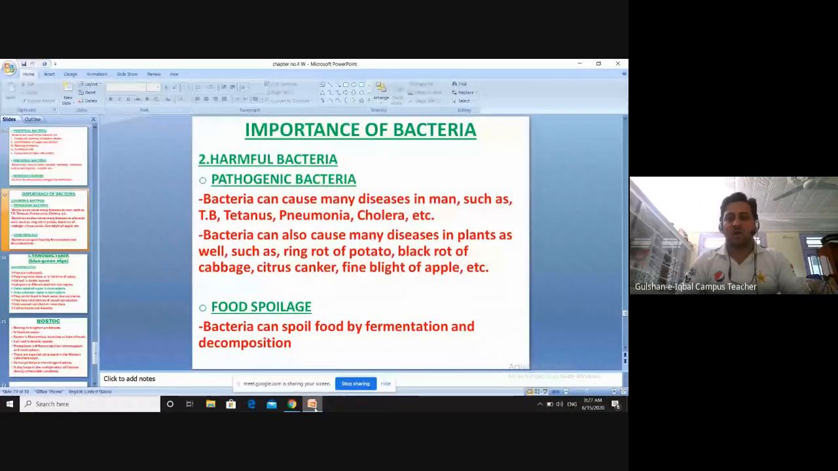Then we are having the spoilage of food. Bacteria can cause a big spoilage to the food as well. If we leave the food for some time, the bacteria can decompose this, and fermentation can occur in them. The taste of the food will be changed, and it will not be in your use again. You cannot use that again. So these are the harmful effects of bacteria. Okay, pathogenic bacteria and food spoilage. And then we discussed about the positive effects as well, that bacteria has many positive effects in our lives. Okay, these are the importance of bacteria.